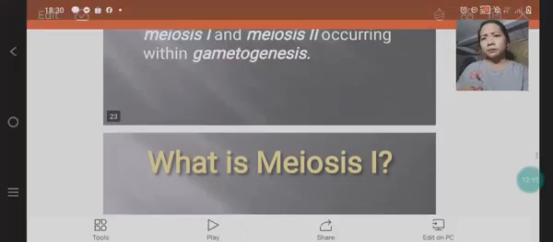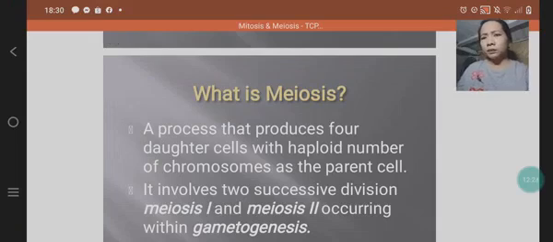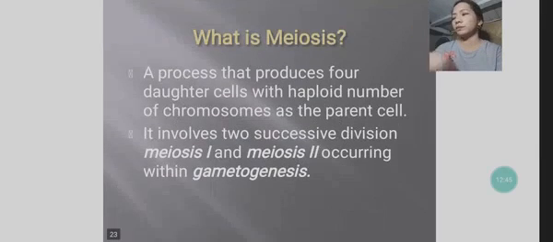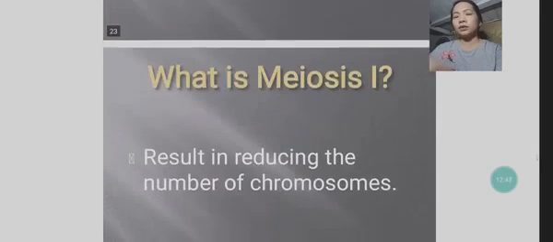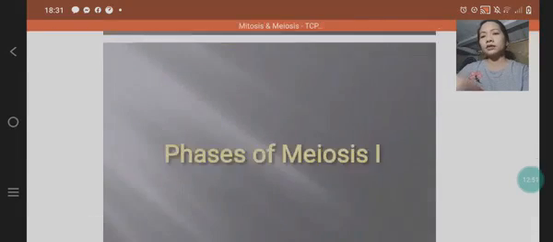During meiosis, the genetic material of a diploid germ cell undergoes 2 nuclear divisions, resulting in 4 haploid daughter cells. Each daughter cell has half the number of chromosomes as the parent cell. Okay, we have 2 stages of meiosis. Let's start with meiosis 1 and its phases.